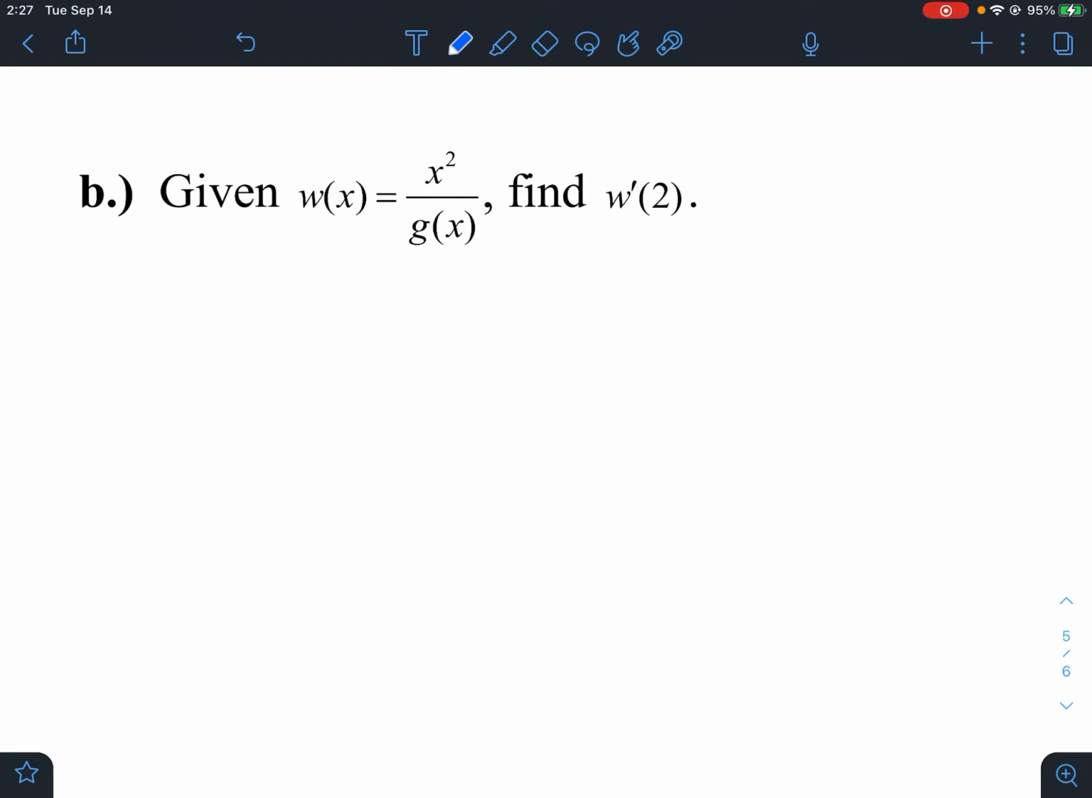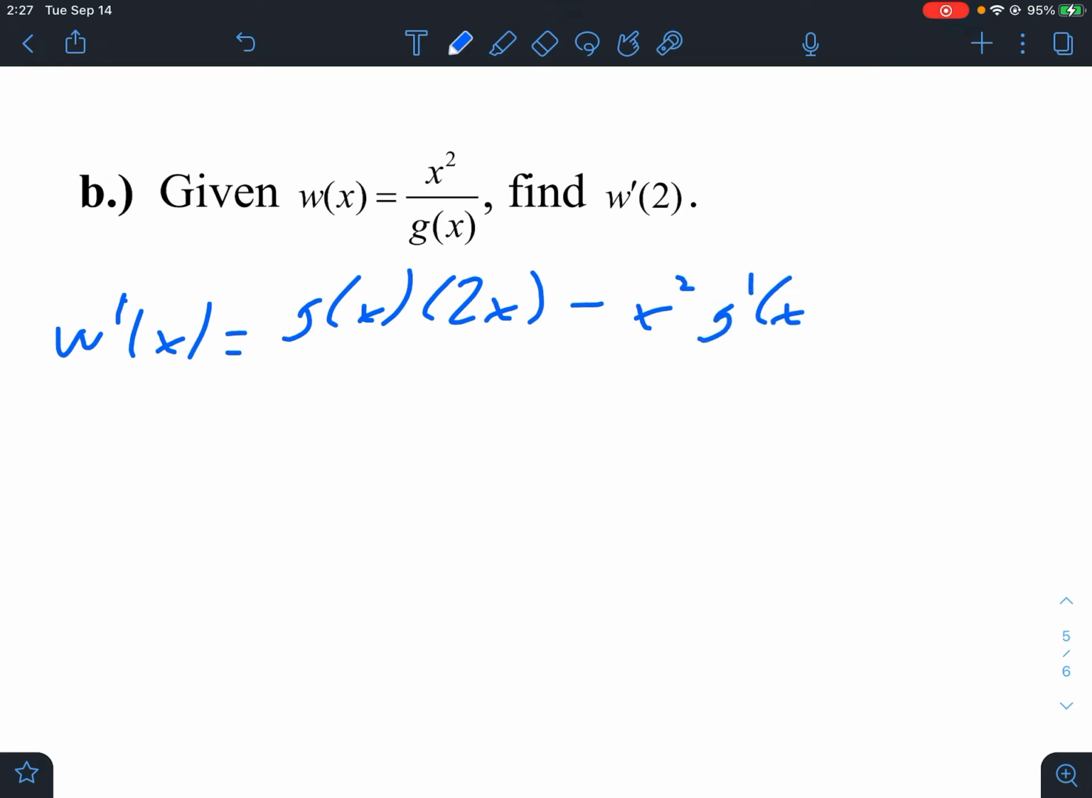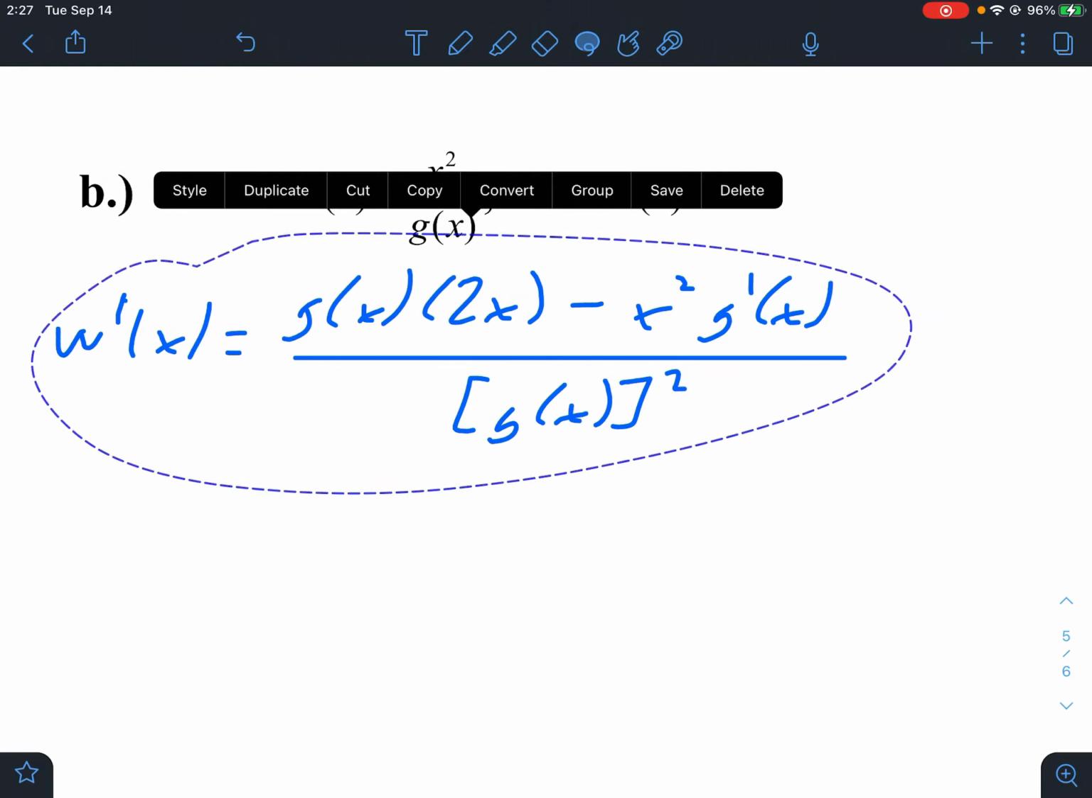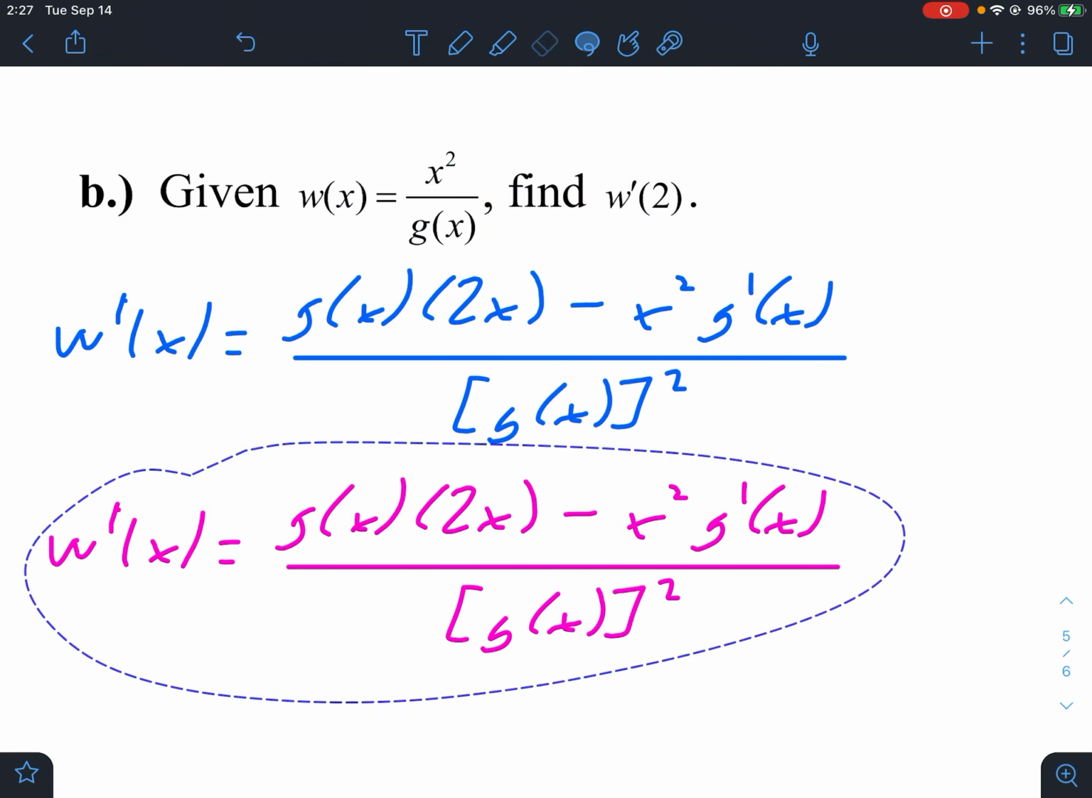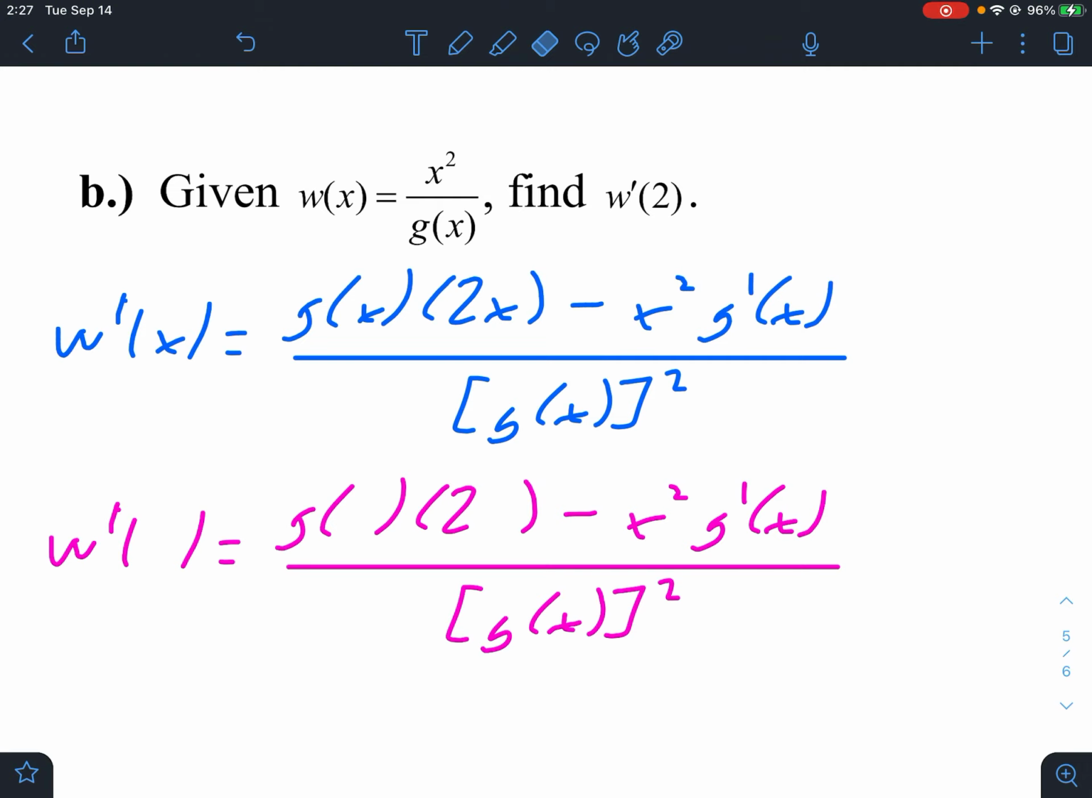Our last one here, once again, we have w, which is equal to x squared over g of x. We want to find w prime of 2, so we should start by finding w prime of x. Denominator times derivative of the numerator minus numerator times derivative of the denominator over denominator squared. And now we're going to try to find w prime of 2. So let's replace all of our x's with a 2.